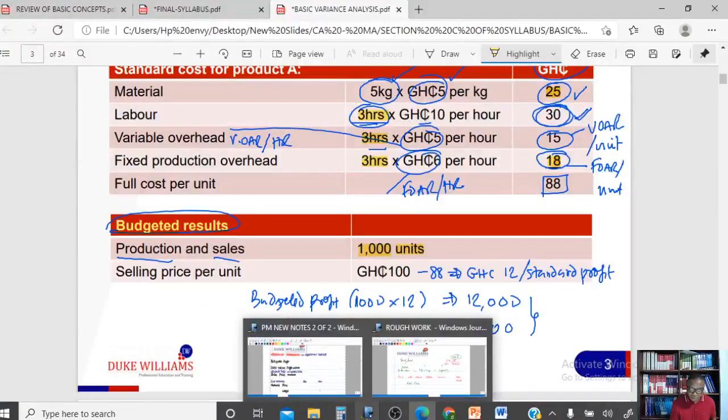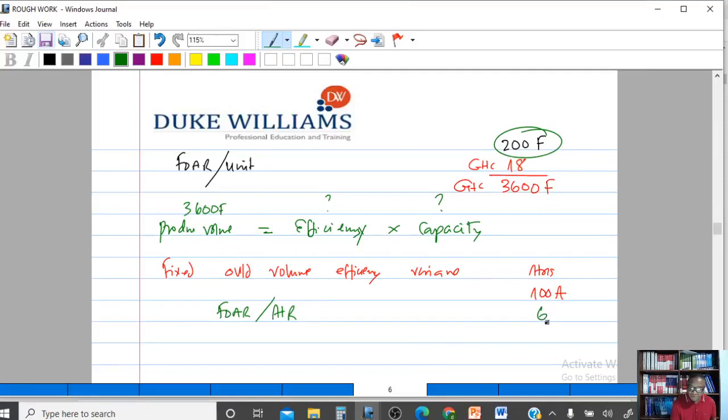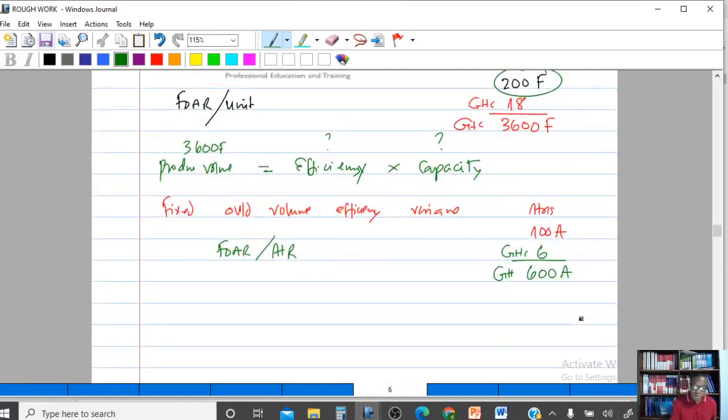So nothing to worry about here. So 6, and that should give me a figure of 600 Ghana cedis. All right, 600 Ghana cedis. So that is that. Then the fixed overhead volume, this time capacity variance. I want you to pause here and pay attention to what I'm going to do here.